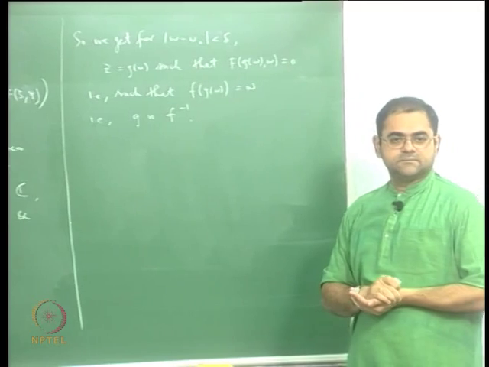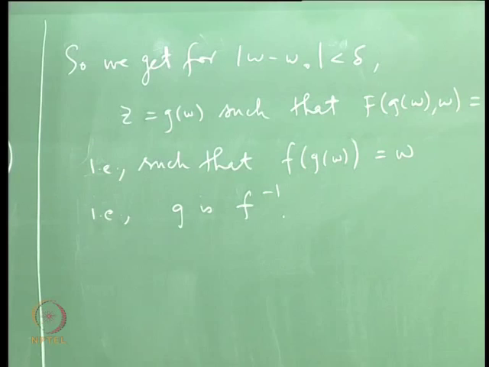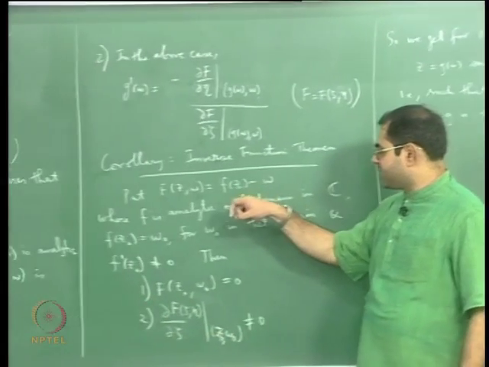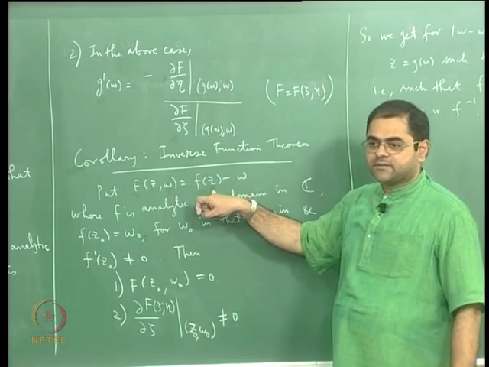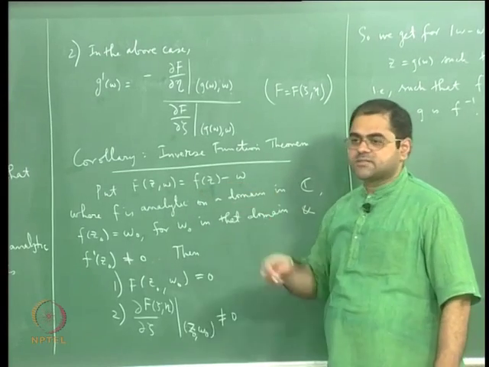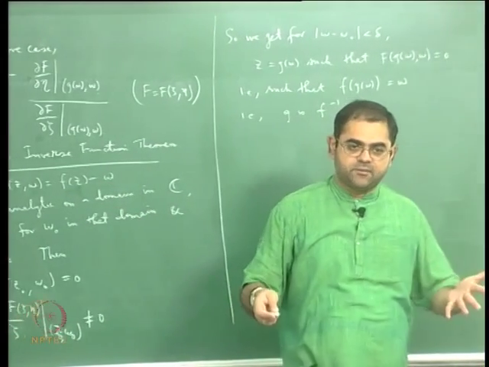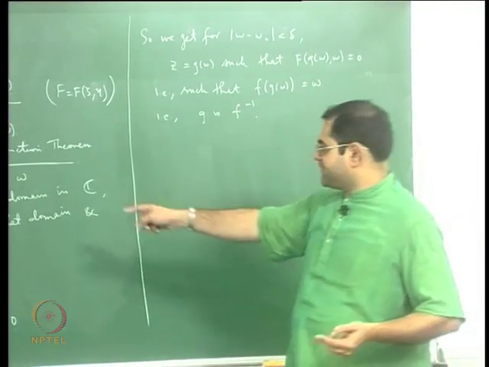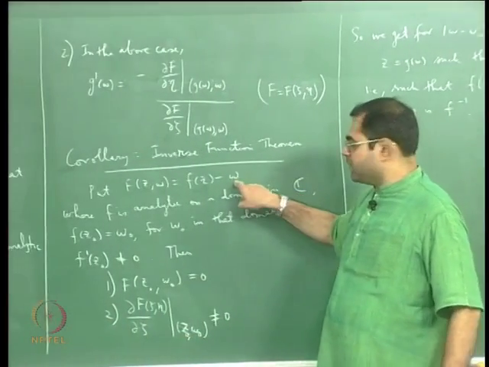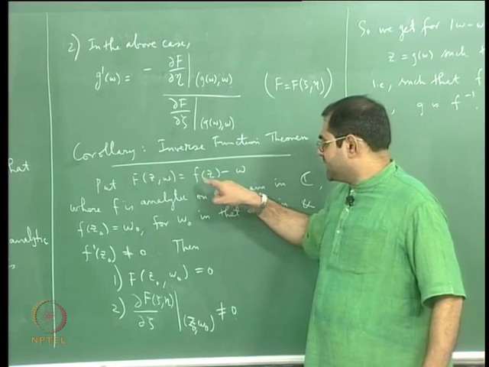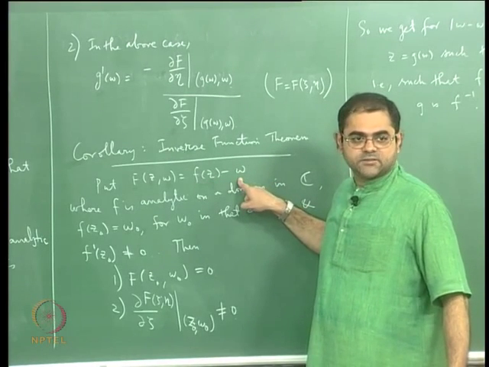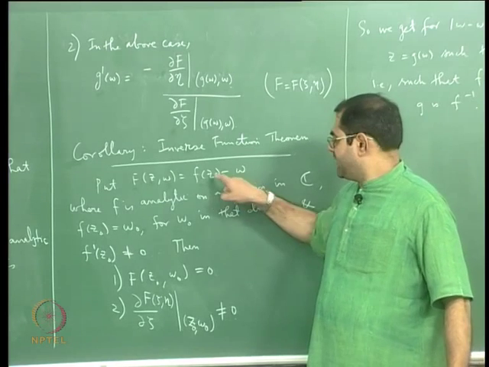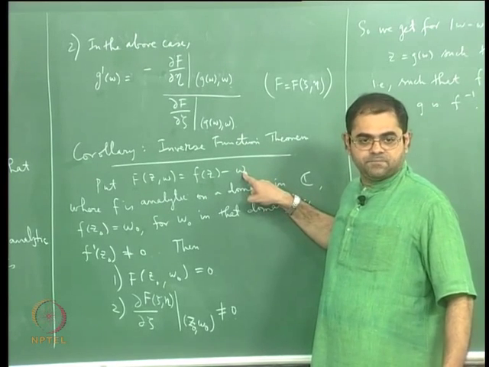So you get the inverse function, so g becomes f inverse. And in fact you can see that if I fix a value of z, then f of z is a constant, I get constant minus w, and constant minus w is certainly an analytic function of w. When I write f of z minus w, if I fix a w, then this is f of z minus a constant, and that is analytic because f of z is analytic. So it is analytic in the first variable if I freeze the second variable.